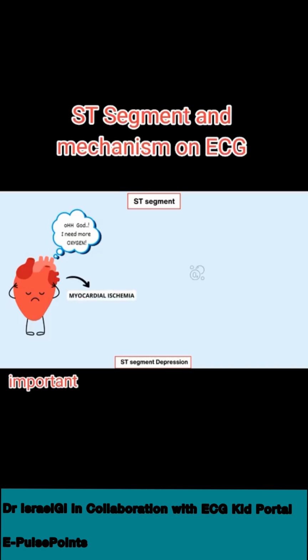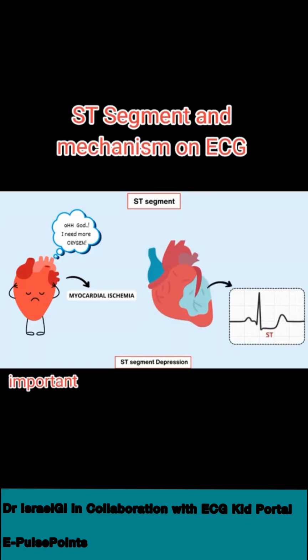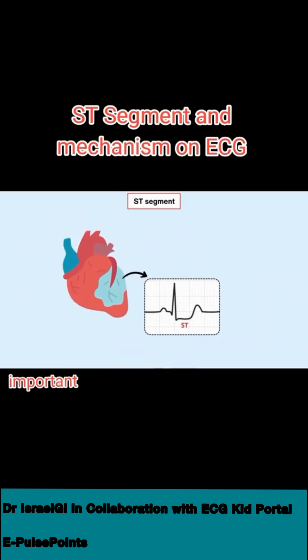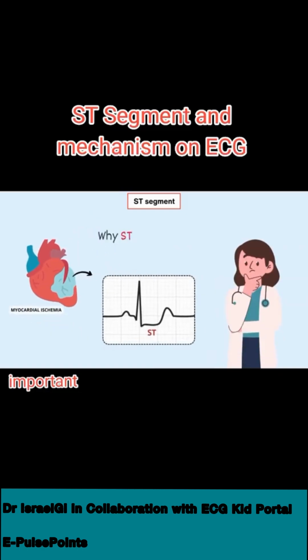Ischemia occurs when there's an imbalance between the oxygen supply and demand in the heart muscle. During ischemia, particularly in its early stages, the oxygen-deprived heart tissue struggles to maintain its normal function. This can lead to changes in the heart's electrical activity, including abnormalities in the ST segment on the ECG. Now here's the question. Why do we see ST segment depression on ECG? That's right, due to ischemia, or lack of oxygen supply to the tissues in our heart. But why depression and not elevation?